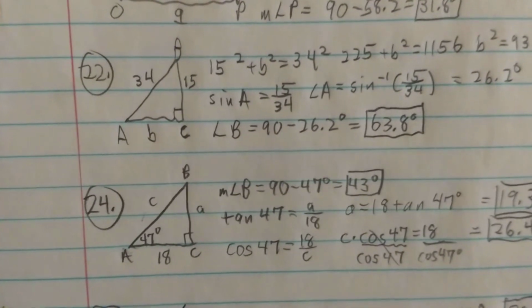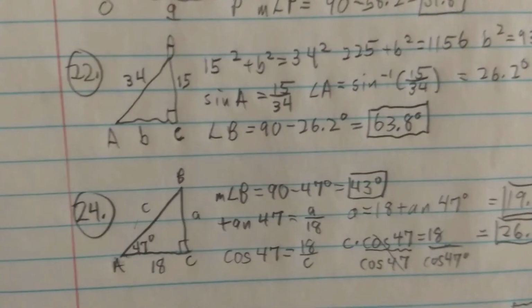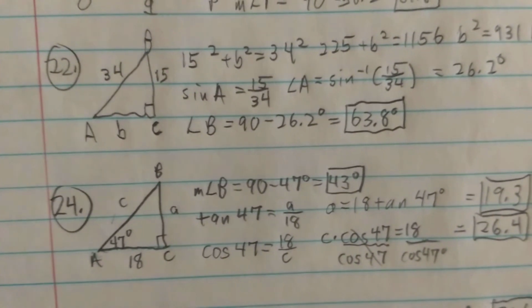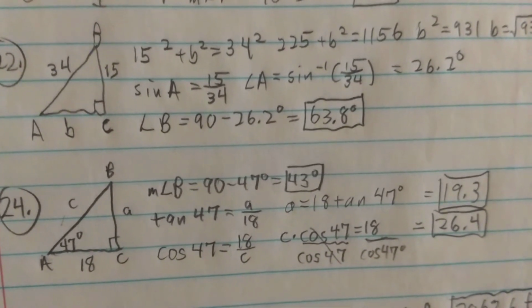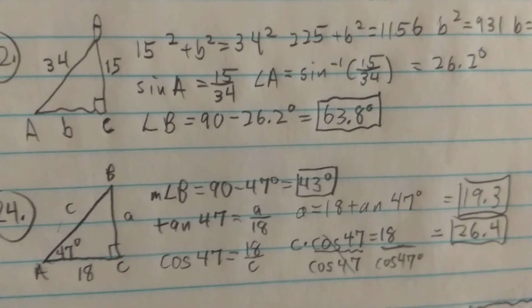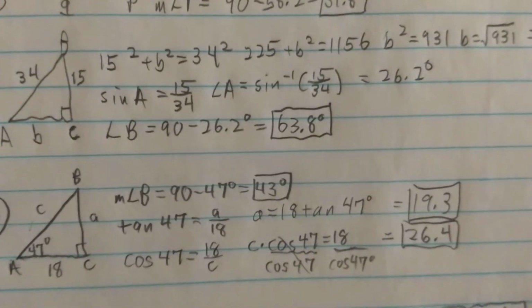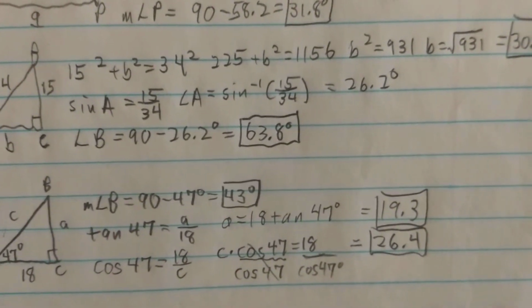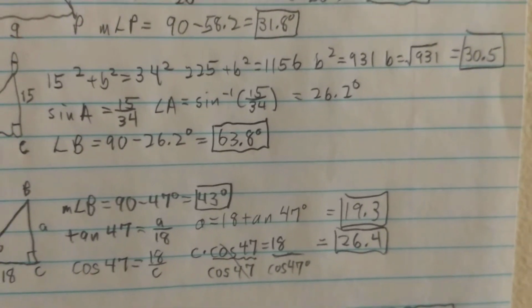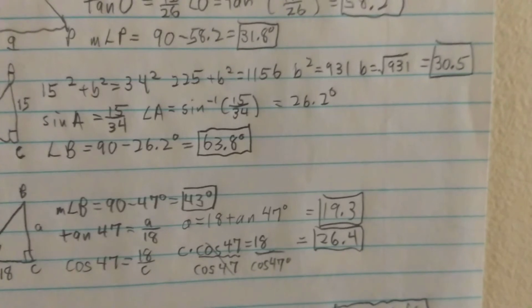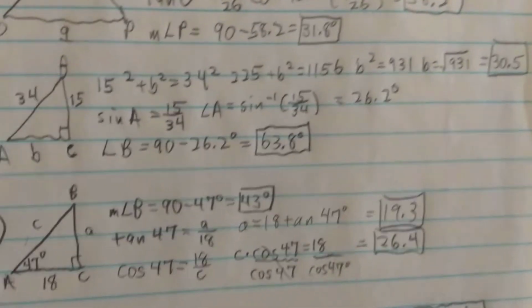Now for 22, we have a base that's unknown. We're calling it side B, a height of 15, and a hypotenuse of 34. So in order to get the side, we use the right triangle theorem. 15 squared plus B squared equals 34 squared, or 225 plus B squared is 1156. Subtracting 225 from both sides, we get B squared equals 931, leaving us with B as the square root of 931, which is approximately 30.5.